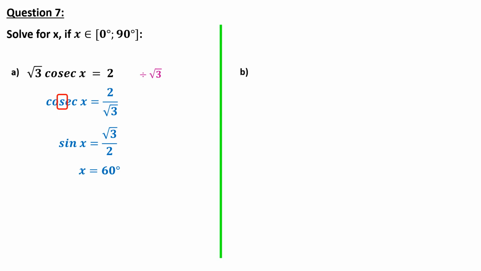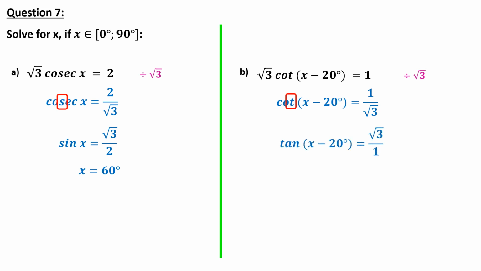Let's try one more reciprocal. This time the square root 3 cot of x minus 20 is equal to 1. So the first thing I need to do is divide by square root 3, and I end up with cot of x minus 20 degrees is 1 over square root 3. Now we don't have a cot button on our calculator, so we have a look, and the third letter is a t, so the reciprocal of cot is tan. I can change cot to tan as long as I use the opposite fraction as well. So I'm going to change 1 over square root 3 to square root 3 over 1.